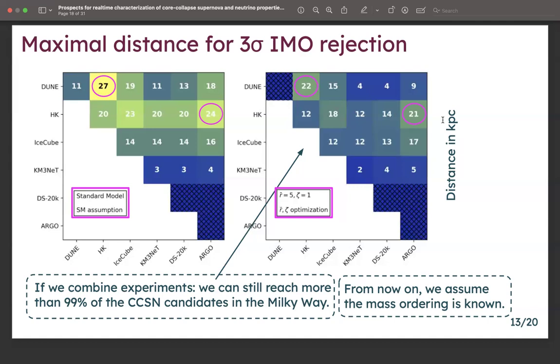So this means that from now on, for the rest of the calculation, we can assume the mass ordering is known. Either it has been discovered by then, or things like this can be done.